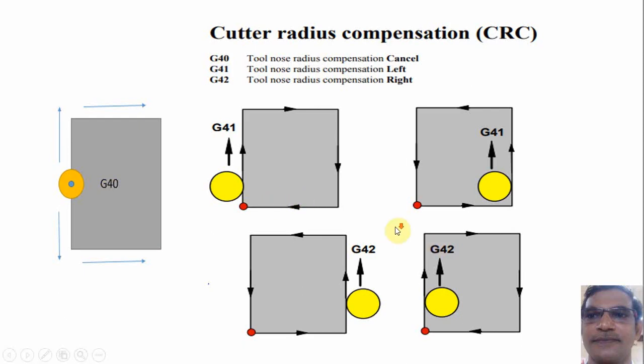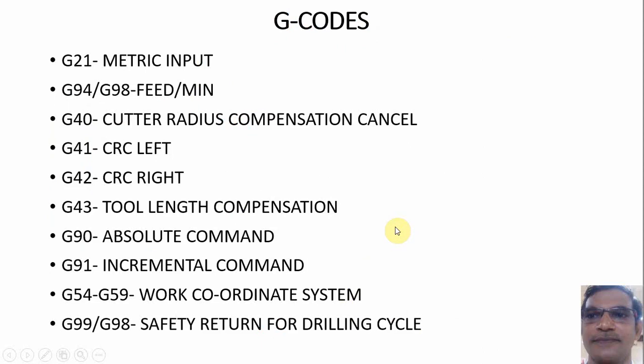And next are some important G codes which we are frequently using. G21 is metric input. G94 or G98, both are feed per minute. Some machines will accept G94, some machines will accept G98. That depends upon the manufacturer. G40 is cutter radius compensation cancel, G41 is CRC left, G42 is CRC right, and G43 is tool length compensation to compensate the tool heights.